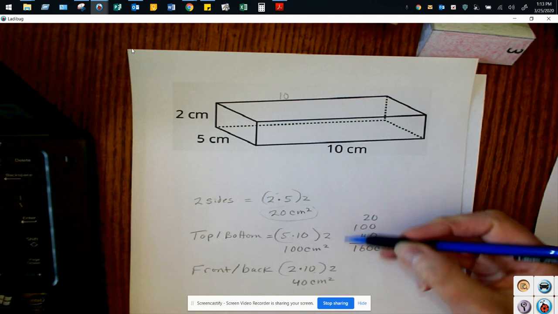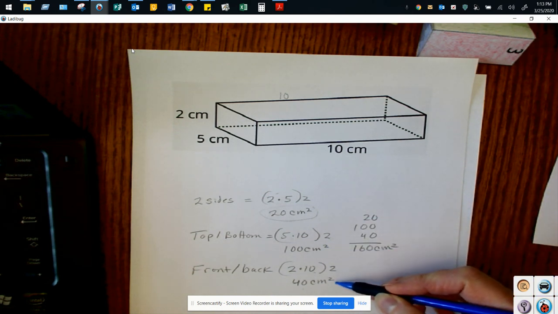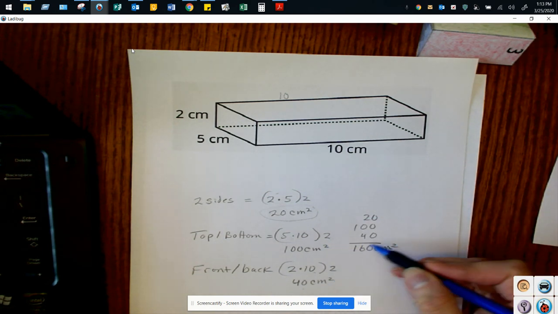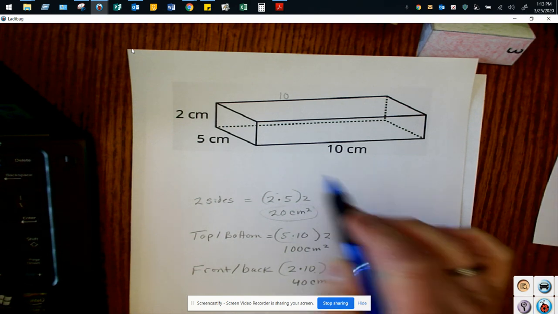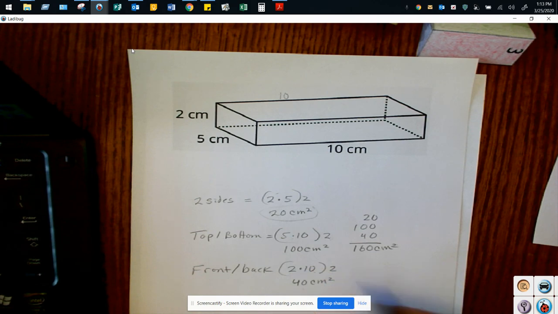So then I'd have the 20 centimeters plus the 100 centimeters plus the 40 centimeters for a total surface area of 160 centimeters squared. Because again, each time I'm multiplying centimeters times centimeters.